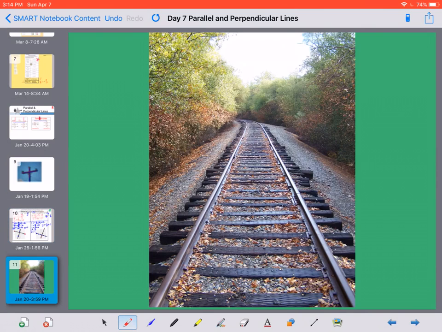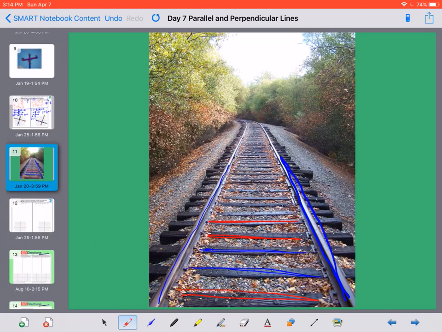Now, parallel lines. If you like to think about railroad tracks, we have tons of parallel lines in these. We have parallel lines just for the tracks. They are parallel to each other. Then each railroad tie in the middle is parallel to each other. So let's look at some parallel lines then.